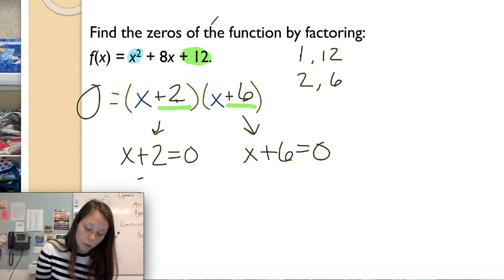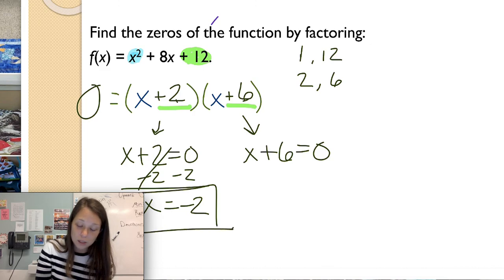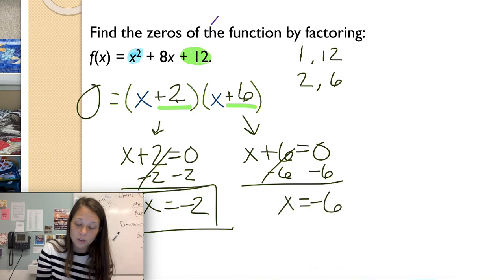Well, x plus 2 equals 0, we'll subtract 2 from both sides, and that'll give us x equals negative 2, and that's our first answer. X plus 6 equals 0, I subtract 6 from both sides, and I get x equals negative 6.